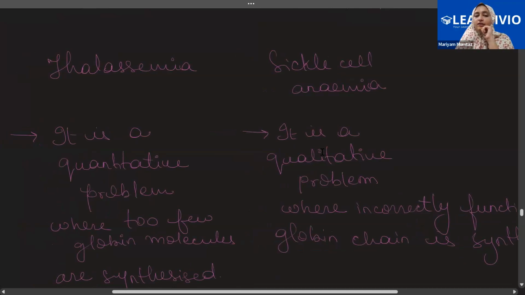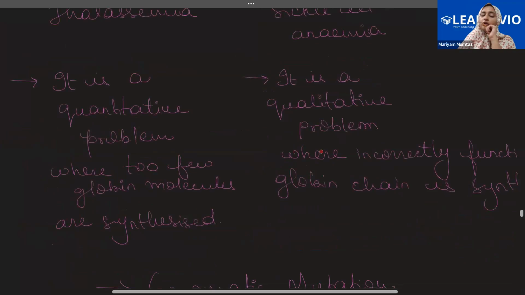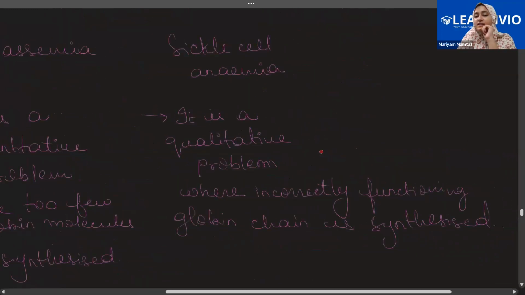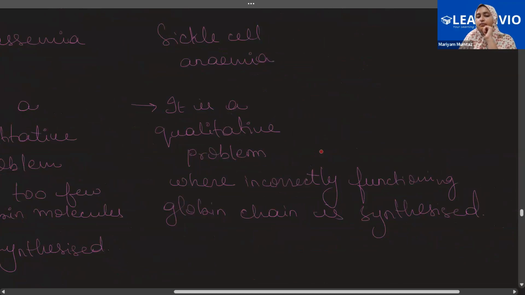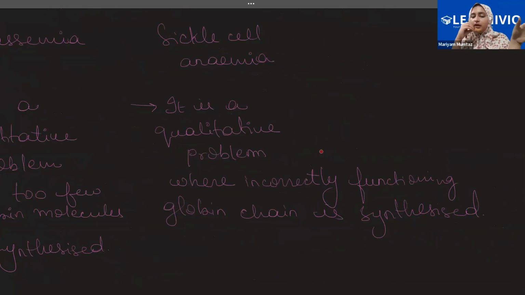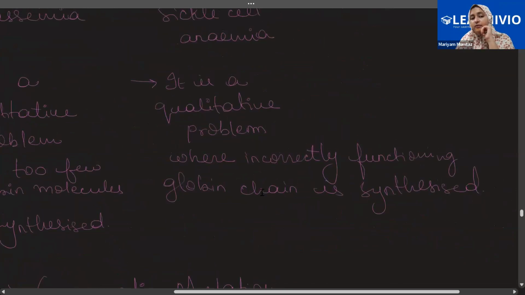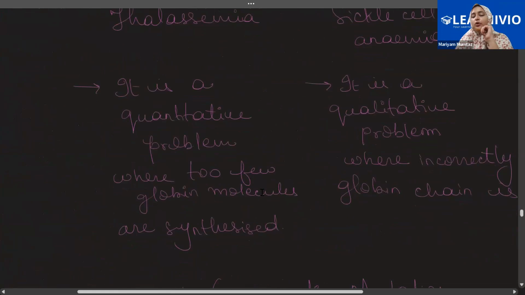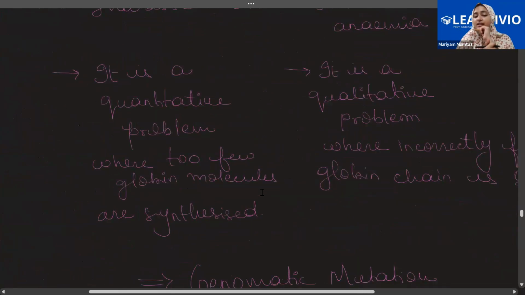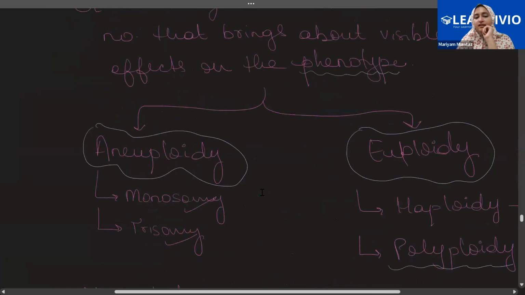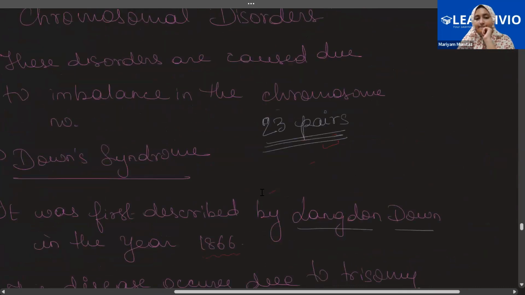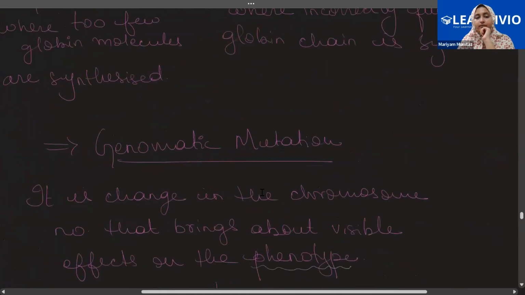And then after this, there is a comparative analysis between thalassemia and sickle cell anemia. Talking about thalassemia, it is a quantitative problem where too few globin molecules are synthesized. But sickle cell anemia is a qualitative problem, because here the number of globin chains is not important. Here, the quality of the globin chain is important. So sickle cell anemia is a qualitative problem, whereas thalassemia is a quantitative problem. A smaller number of globin molecules are synthesized. Any doubts up until now? Any doubts?